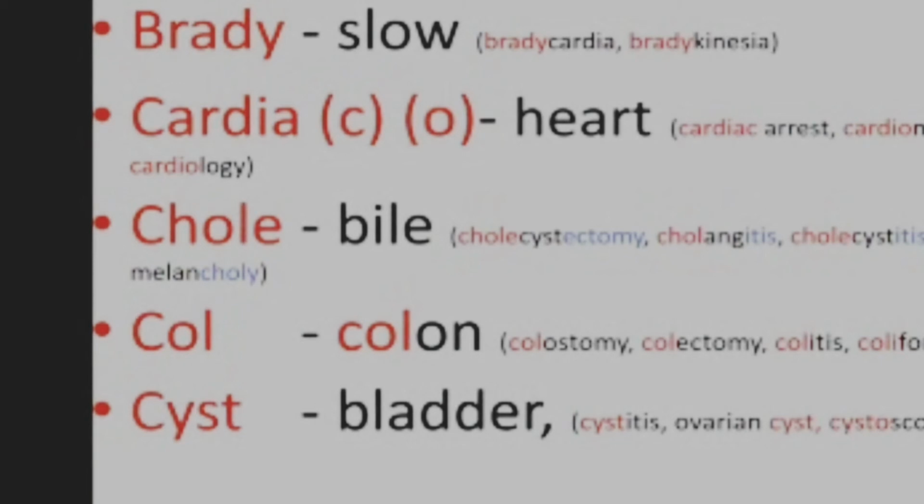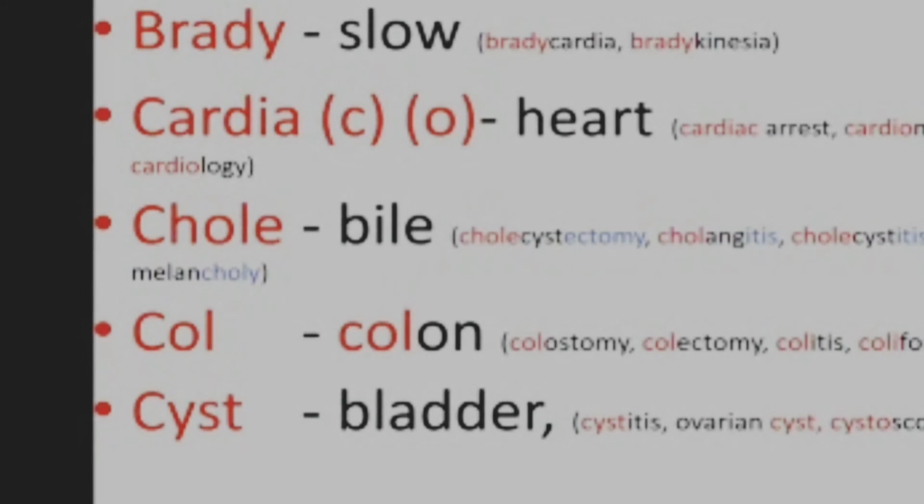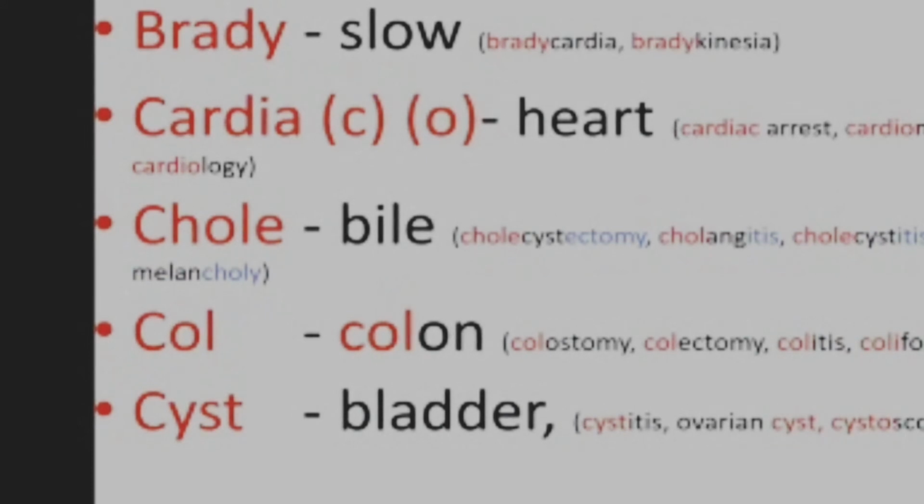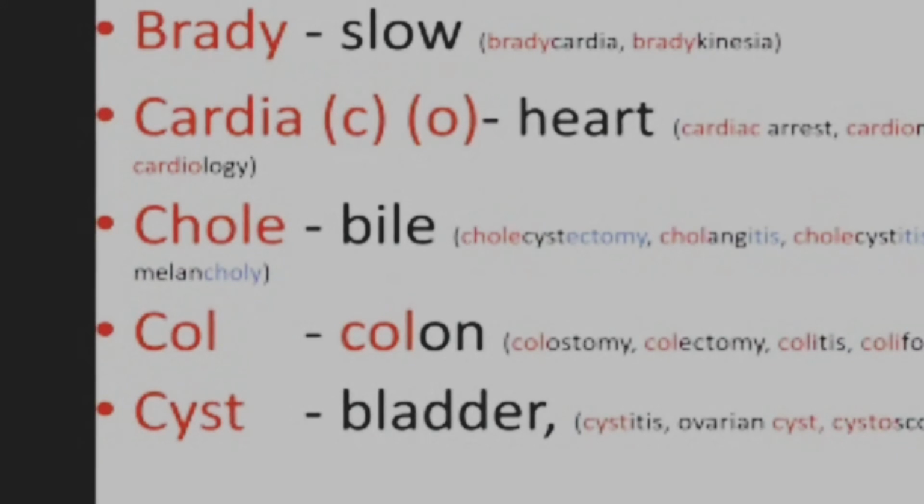Colon, colostomy, colectomy, colitis, coliforms. So it's something to do with the colon in the abdominal area. Cyst is a bladder. It can be benign, malignant: cystitis, ovarian. Among women we have ovarian cysts, and sometimes the ovaries have to be removed, so we go for cystectomy. And how do we know that these are cyst formations? We use cystoscopy. That's a machine, like endoscopy, to look into and investigate.